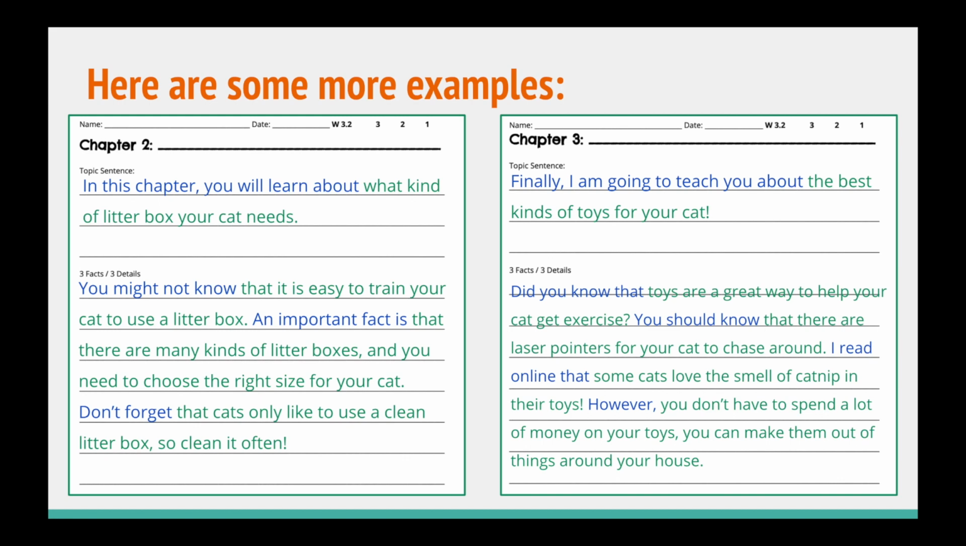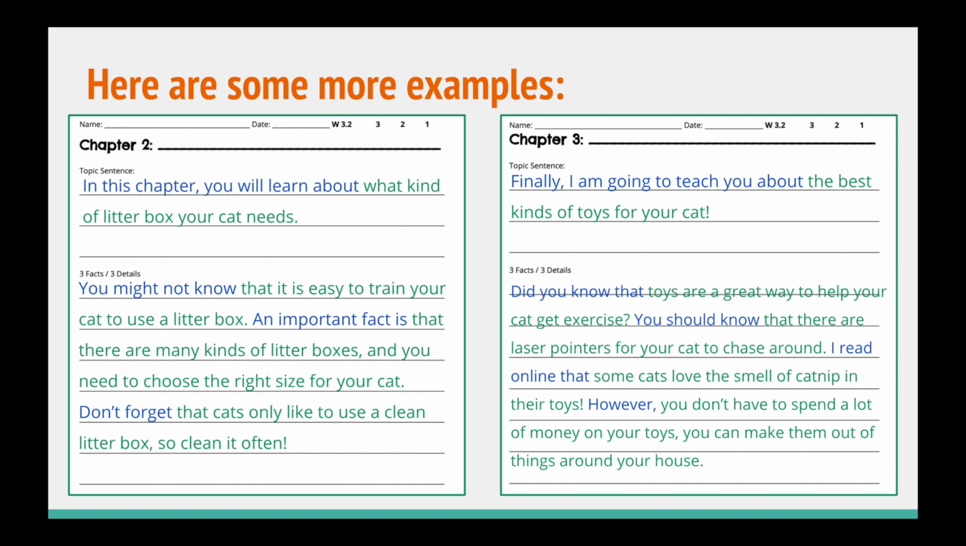Chapter 3. Finally, I'm going to teach you about the best kinds of toys for your cat. Did you know that toys are a great way to help your cat get exercise? You should know that there are laser pointers for your cat to chase around. I read online that some cats love the smell of catnip in their toys. However, you don't have to spend a lot of money on your toys. You can make them out of things around your house.